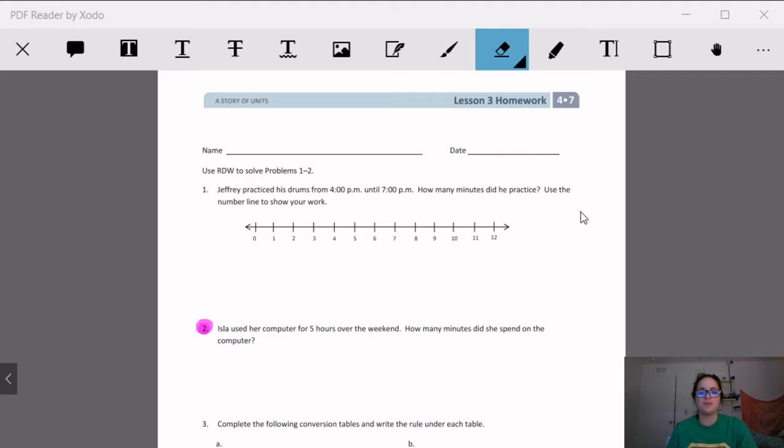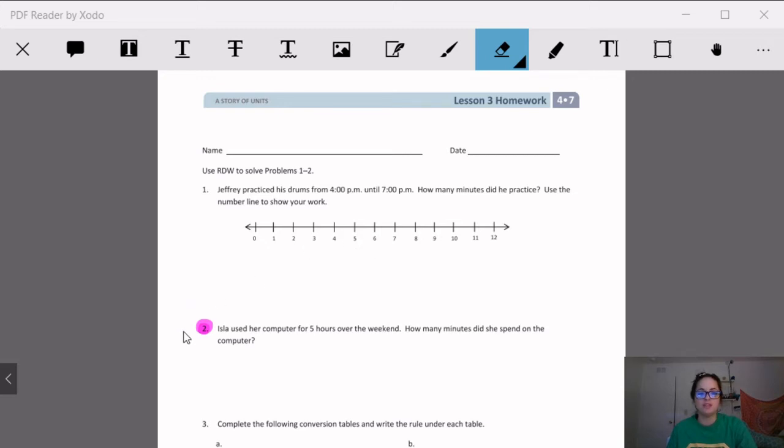I am here to go over the Lesson 3 homework pages with you. Remember, this is intended to help you with the Lesson 3 problem set, so that is what you are going to be completing and turning in. We are just using the homework to help you because the questions are very similar and it should help prepare you to do the Lesson 3 problem set independently.